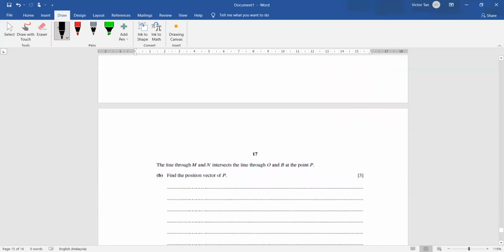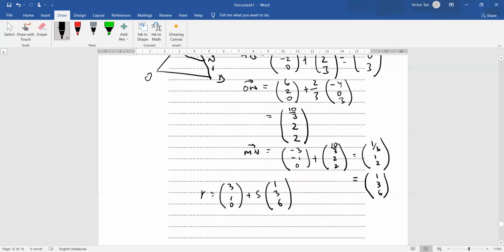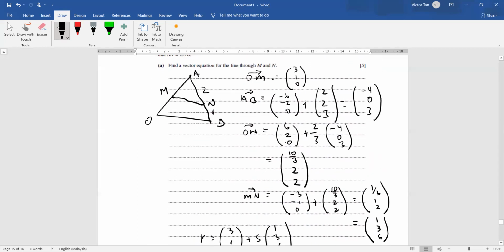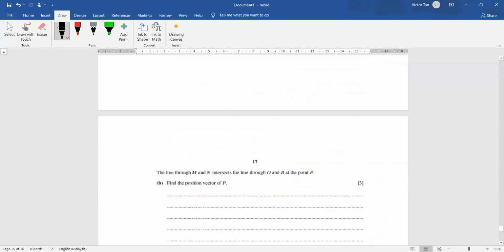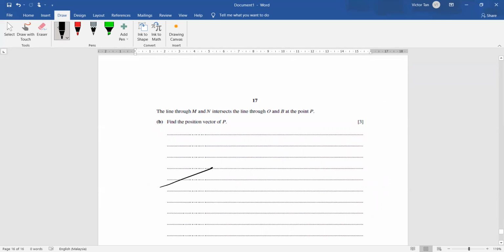The line through M and N intersects the line through O and B at the point P. This one will come here and intersect here at P. So you have N, M, O, B, and intersect at P. Find the position vector of P.